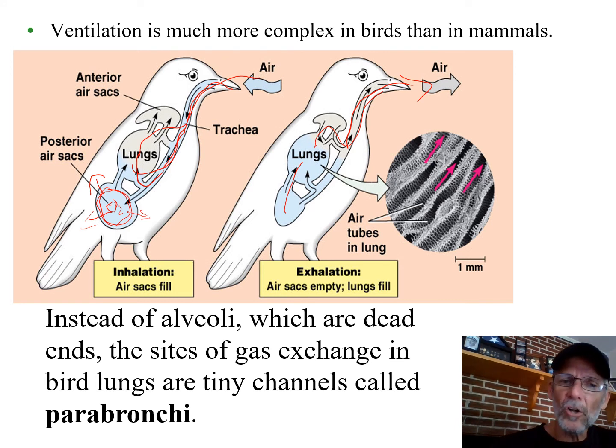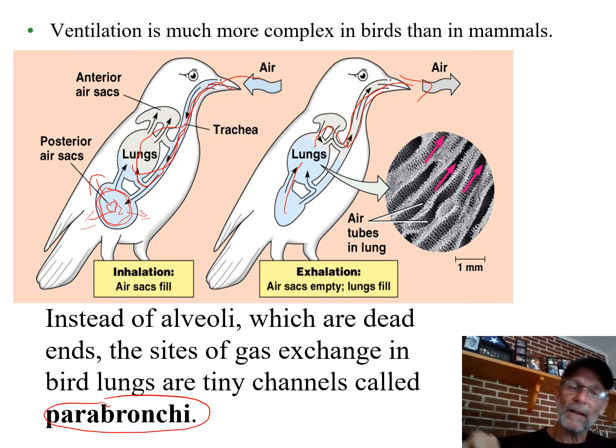Their lungs also have evolved to not have alveoli, but they have these little things called parabronchi. And again, that word might be in the syllabus later when we get to birds compared to mammals and whatever, but I'll just introduce it here.